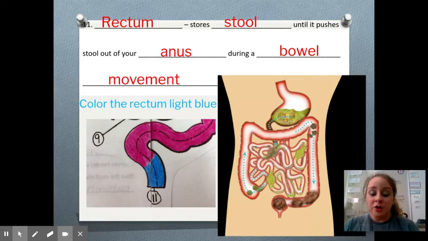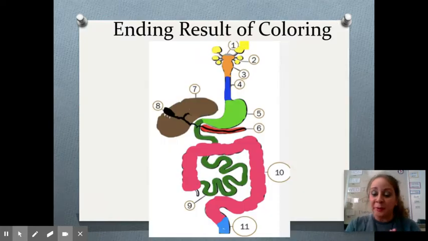Okay? On Tuesday, when we do our coloring, this is what your coloring will look like. So keep these notes, use them. They're going to be so helpful on Tuesday when we start taking notes.